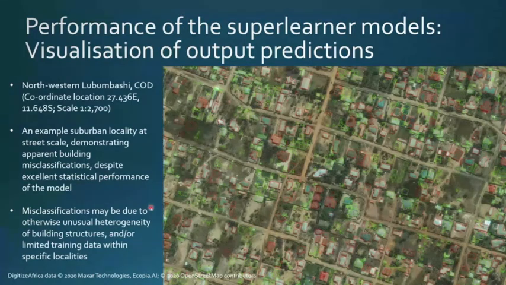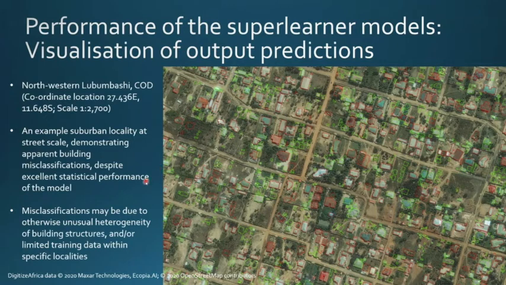I would suggest that these misclassifications may be due to unusual heterogeneity of building structures relative to the rest of the country, and/or limited training data within this specific locality. I would say that in this case it's probably down to the latter, having looked at the data. Although there is an even distribution of training data around the country, and good representation for Lubumbashi, in this particular suburb it is a bit lacking. So I reckon if we get more training data in, it may well resolve this problem of its own accord. But that's for the future.